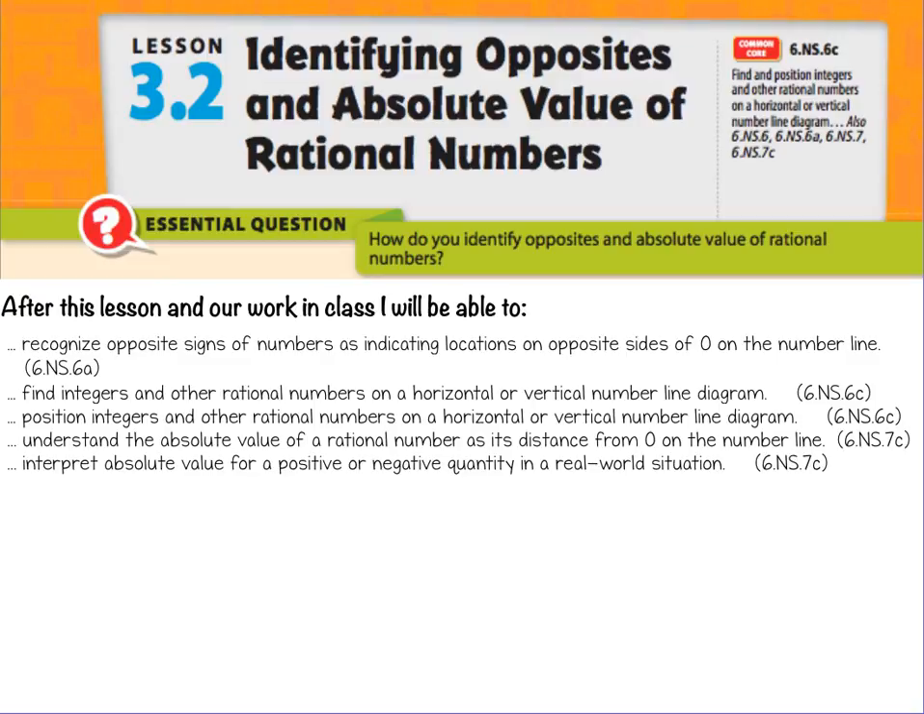And we're going to understand that the absolute value of a rational number is its distance from 0, and interpret the absolute value for a positive or negative quantity in a real-world situation.